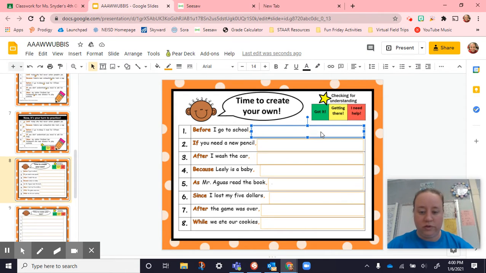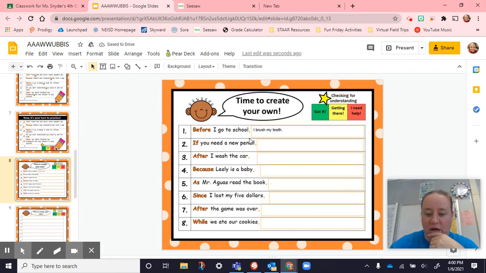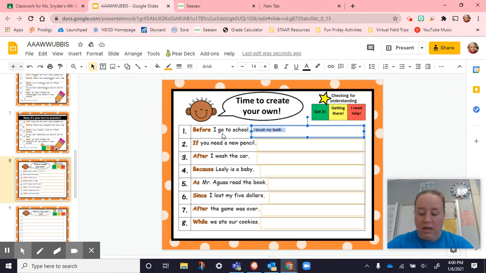So, before I go to school, you can double click it here, I brush my teeth. What we said, period. So here you're just finishing after the comma, you're putting that complete sentence. A complete sentence, remember, has to have a subject, verb, and be a complete thought. So you can't just say, before I go to school, brush my teeth. You have to have that subject, I, or whatever. You're using I here, so I would fit best there.